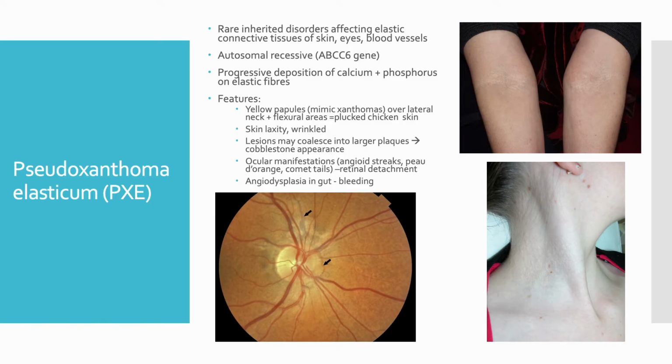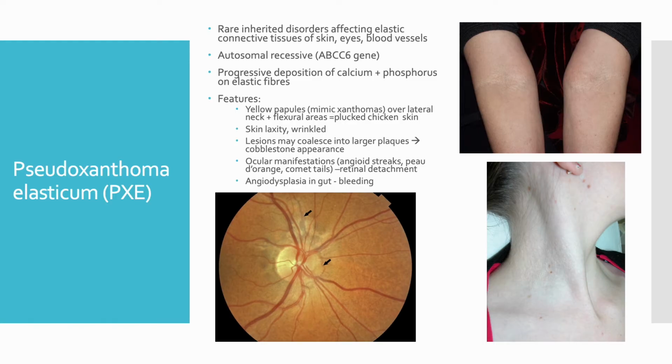It's called pseudoxanthoma because the yellow colour will mimic true xanthomas. The skin can be lax and wrinkled, and there are important internal manifestations. One of the biggest causes of morbidity is ocular disease, because Bruch's membrane at the back of the retina, which supports the retina, will rupture, and it can produce things called angioid streaks.